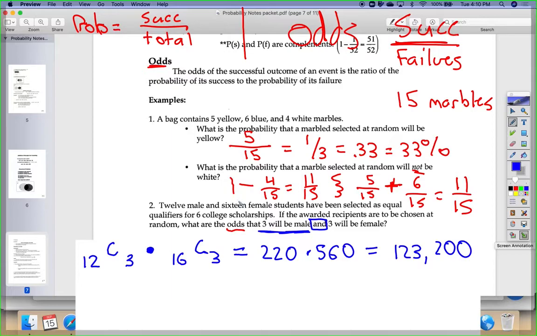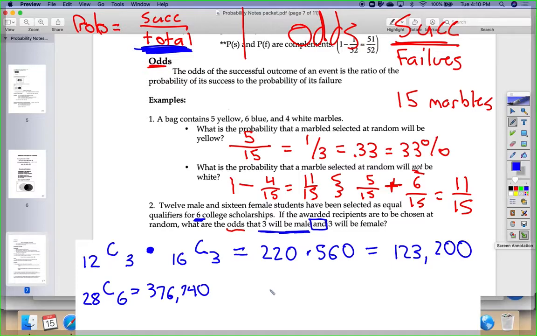Now I need to know how many total ways I can make the group of 6 happen. Well, a group of 6 from 16 and 12 is 12 and 16 make 28. I need to choose 6. What I'm getting right now is called my total, the total ways of doing something. We need the total before we can go straight to failures. So 28 choose 6 is going to be 376,740.